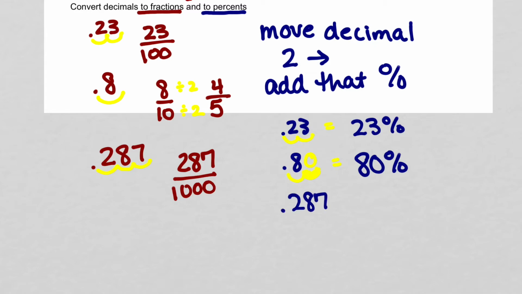And then finally, what would that look like if I had this last one, which was 0.287? Well, same thing. We're going to move it 2 places, 1, 2, because we're only going to move it to the 100th. We're going to move it because percent means per 100, right? So that means we're going to have 28.7%.